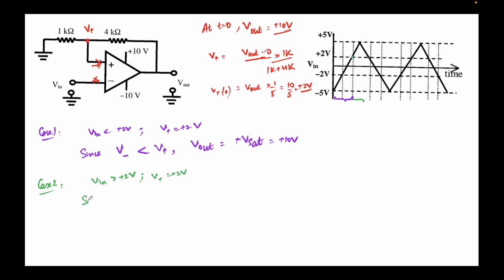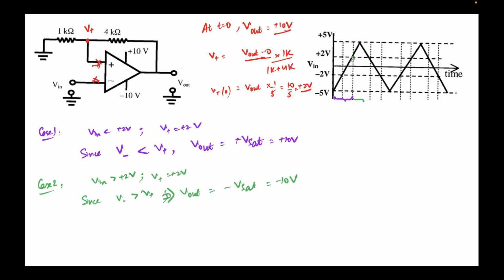Now since V minus is greater than V plus, this means the negative input is at a higher potential as compared to the positive terminal. Now V out will swing to minus V sat. So V out will swing to minus V sat. This means V out will swing to minus 10 volts.